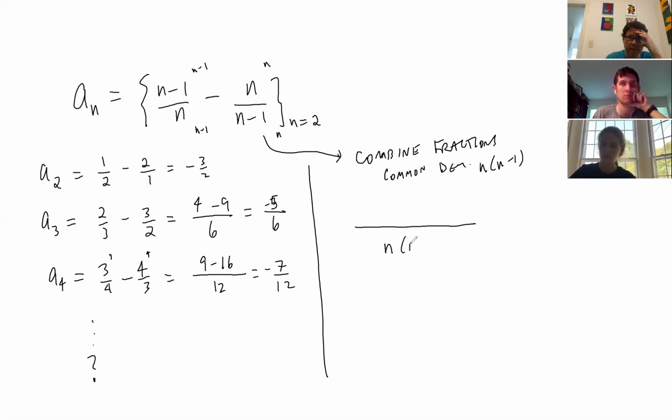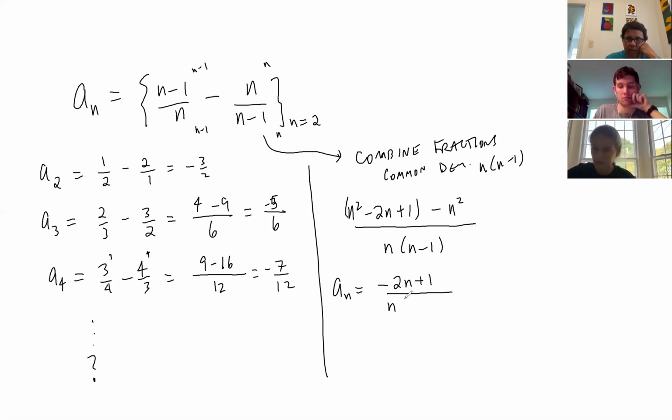We get a common denominator of n and n minus 1. So multiply this out. We'll have n squared. The middle term is minus 1, so minus 2n, and then plus 1. That's the first one. And then the second one is minus n squared. So my pattern now is negative 2n plus 1 over, because the n squareds will cancel, n times n minus 1. Or if you prefer, it's negative 2n plus 1 over n squared minus n.